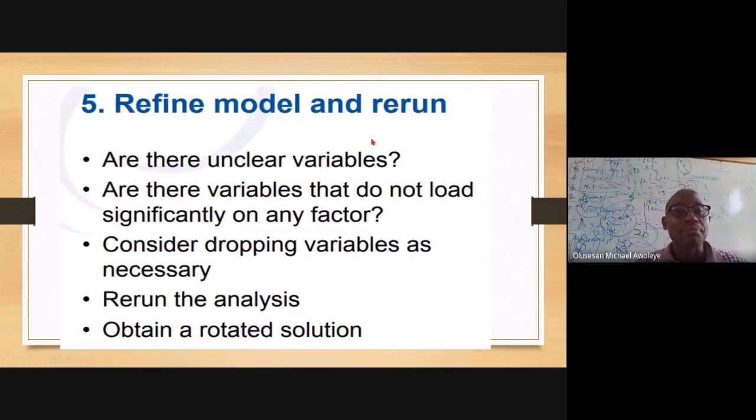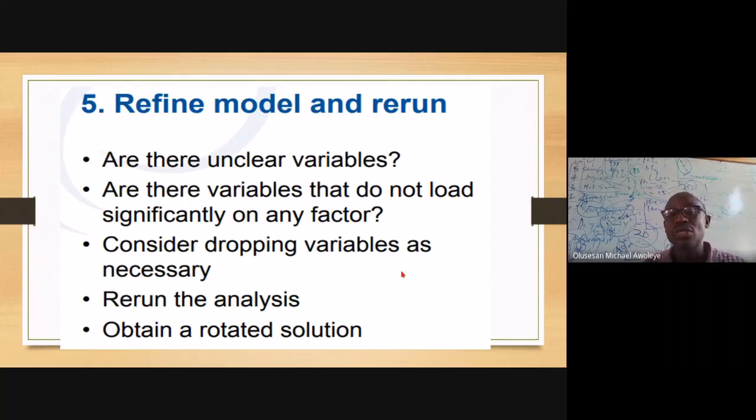So I think refine model and rerun. If that model does not satisfy what you want, that is what I have done also from the script plot. You can refine it. You can go back and knock out some unnecessary items and then rerun your code. Then, are there variables that do not load significantly on any factor? You can also check those variables by inspecting the values. Then consider dropping, like I said, variables as necessary, and then rerun the analysis and obtain your results.